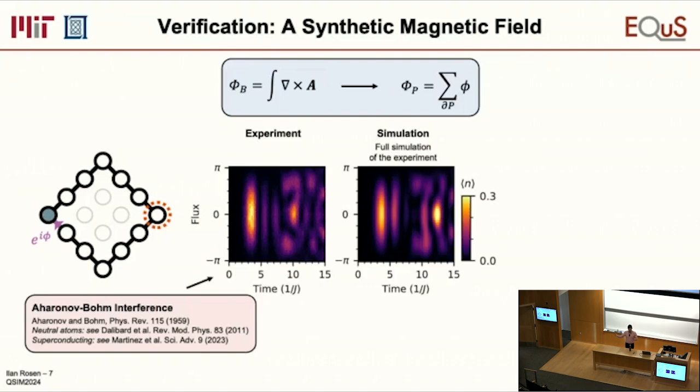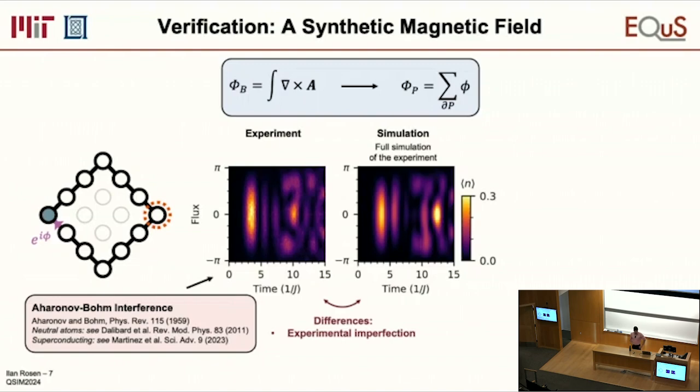We're showing constructive interference at zero flux, and in between there's this really complicated interference pattern, and that just has to do with this being a ballistic quantum particle, so it's interfering with itself as it propagates around this ring. On the right here, I'm showing you a full simulation of the experiment. On the left is the actual experimental data.